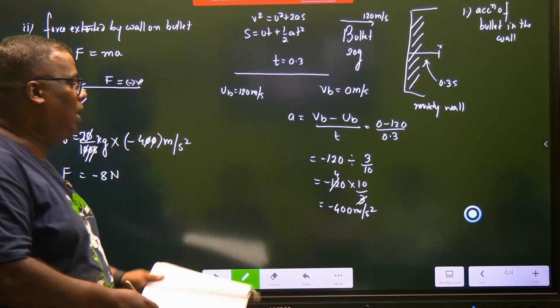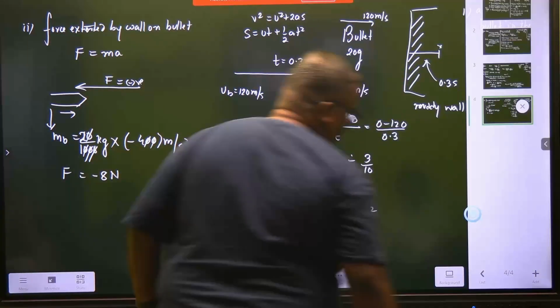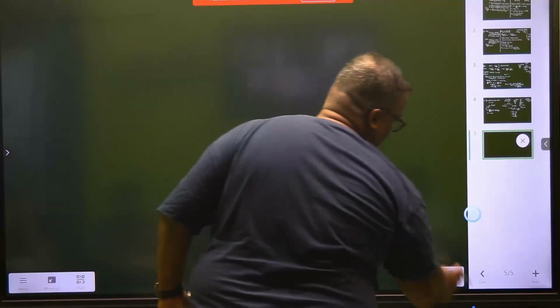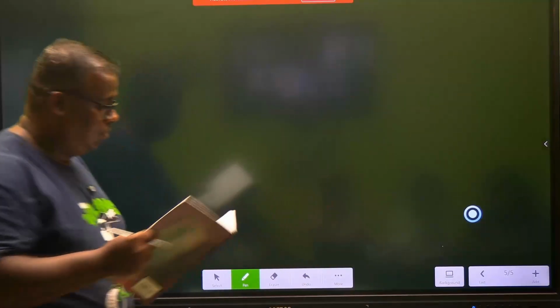Acha, this is one last problem. Let's see if you can decode this or not. Okay. Last problem. Again, from the whole chapter.